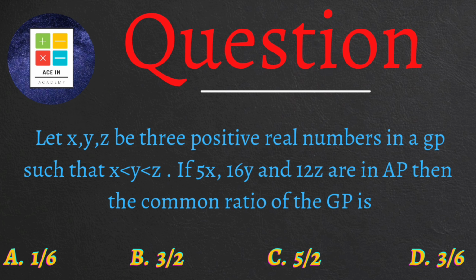Now we are provided four options for this question. Option A 1 by 6, option B 3 by 2, option C 5 by 2 and option D 3 by 6. So this was our question that has appeared in the CAT 2018 exam under the topic of arithmetic and geometric progression, and I would like you to try this question first by yourself and then come to this video for the solution.